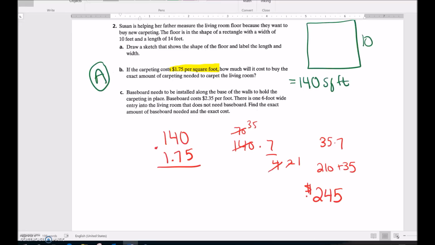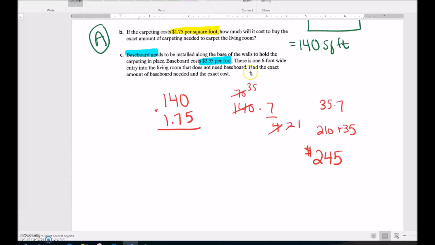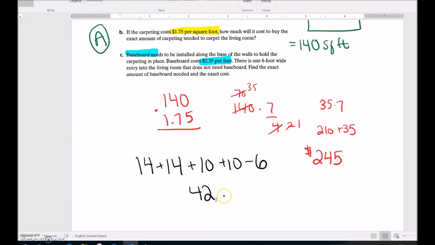And the last little bit is the baseboard, okay? It needs to be installed along the base of the walls, and it's $235 per foot. Fascinating. What that tells us is that this is perimeter, because it's not square foot, it's foot, right? So we need the perimeter, but there is one 6-foot wide entry that doesn't need baseboard, a gap, right? So we're going to have length is 14, and we need 2 lengths. With this 10, and we need 2 lengths. And then we take away the 6 that we don't need. We got 28, 48, 42 feet. And now we multiply that times 2.35.